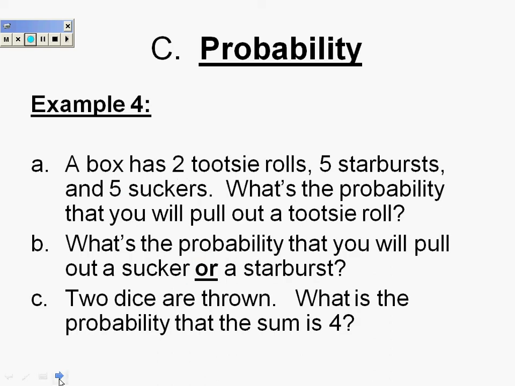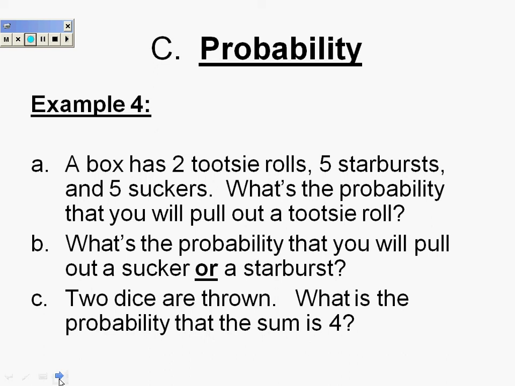Okay. So let's go ahead and find this slide. So now we're doing probability. So we're going to find two counts now. I'm going to find the count for the event, the count for the sample space, and make a fraction out of them. Okay? A box has 2 Tootsie Rolls, 5 Starbursts, 5 suckers. There's your total. But what's the probability that you'll pull out a Tootsie Roll?